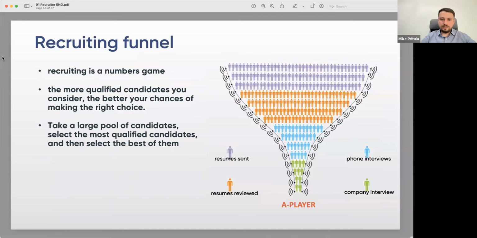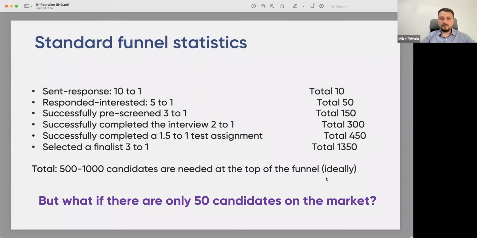Take a large pool of candidates, select the most qualified candidates, and then select the best of them. So working as a recruiter, you have to build a funnel. You have to build the top of the funnel and then move people through the funnel and receive A players at the bottom of the funnel.